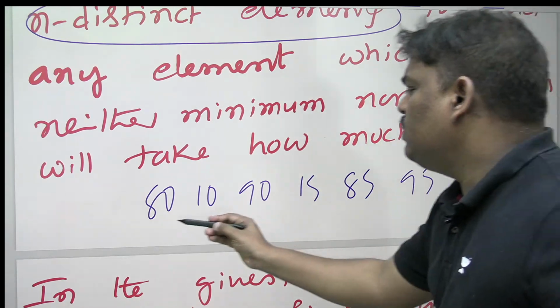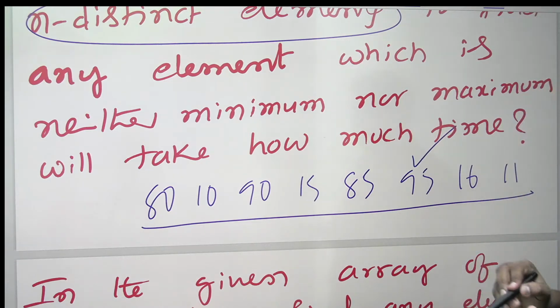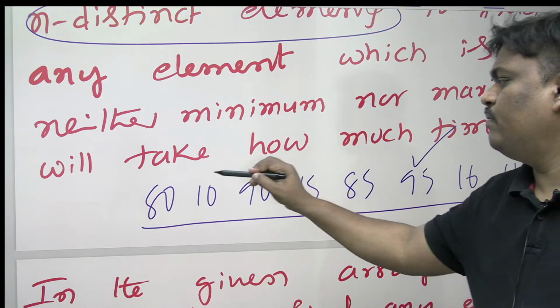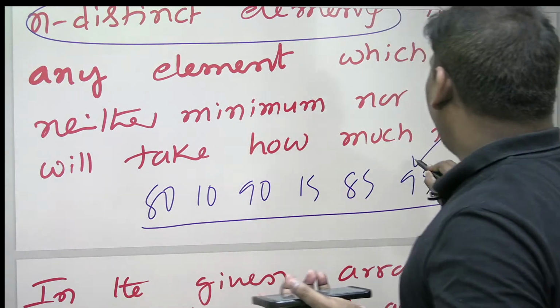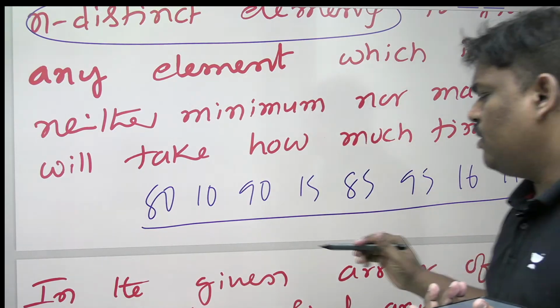Can you help me now? In this array, which is the maximum element? 95. Which is the minimum element? I think 10. Maximum is 95, minimum is 10. But what is he asking? Find any element which is neither minimum nor maximum. How to do that?